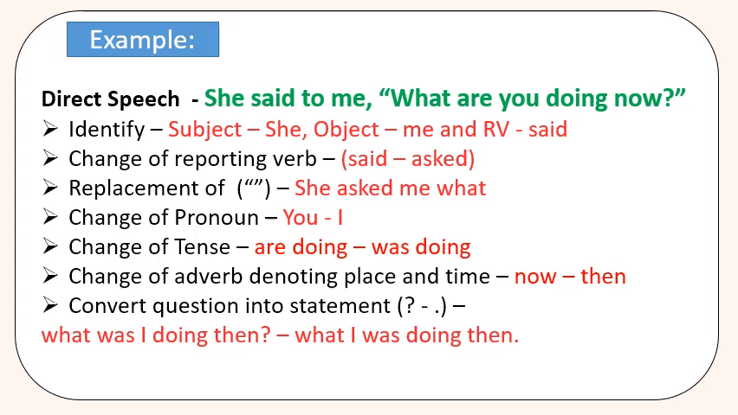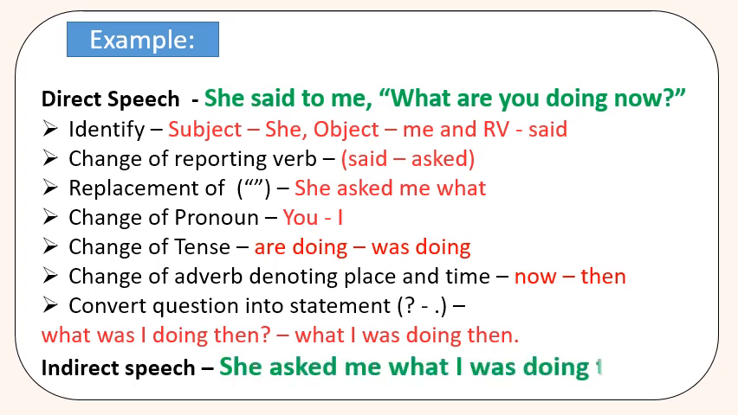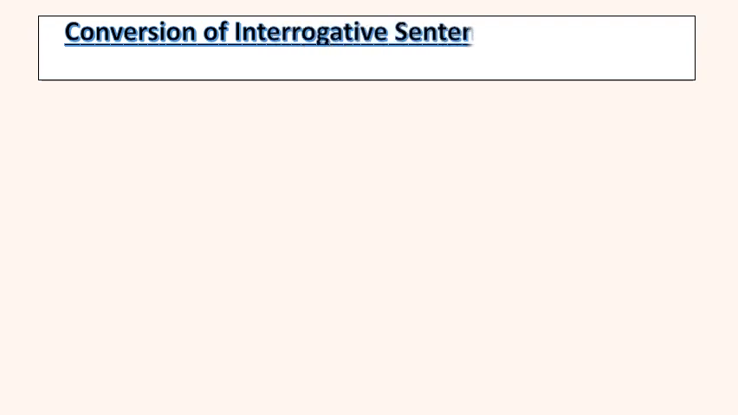So remember one thing, we have changed the position of the verb when we convert a question into a statement, and at last, instead of the question mark, we have put a full stop. So the final result will be "She asked me what I was doing then." So like this you have to convert an interrogative sentence from direct into indirect speech. So now let us see all the rules in detail. Conversion of interrogative sentences into indirect speech.